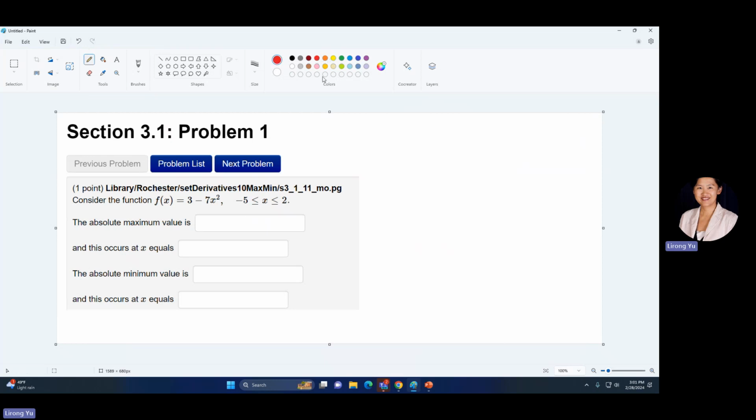This first one has a really simple derivative. You find the derivative of the function, which equals negative 14x. Again, the negative 14x is well defined for any x value, so we don't have any undefined point. So we're going to set it equal to 0 to find the critical point. Once you set it equal to 0, then x equals 0. That's a critical point. Now that we have the critical point, let's set up the table.